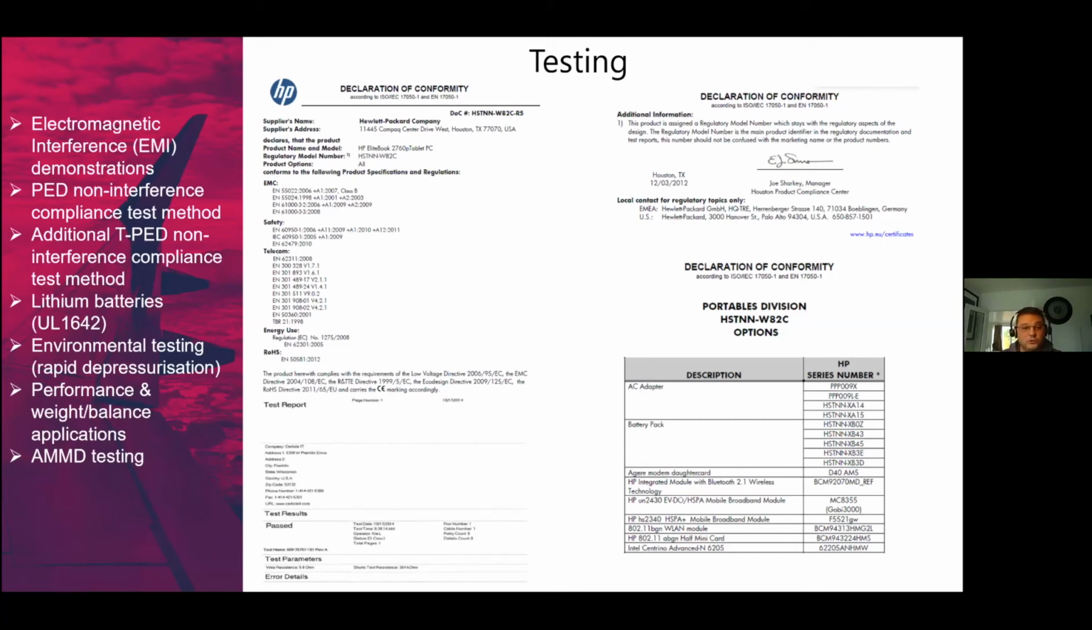You've got to do UL 1642 lithium battery tests. We have to do environmental testing for rapid depressurization. And of course, you've got to be able to satisfy all the regulations around performance, weight and balance applications, and airport moving map display testing, which is something I think Jakob touched on earlier from an AMM perspective.